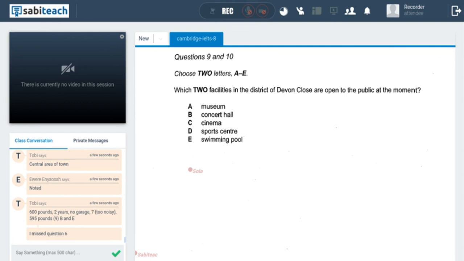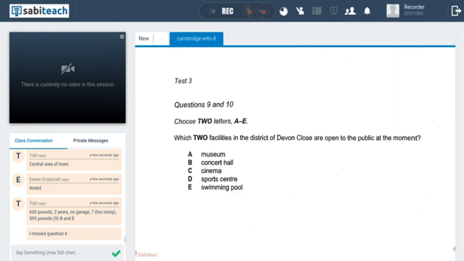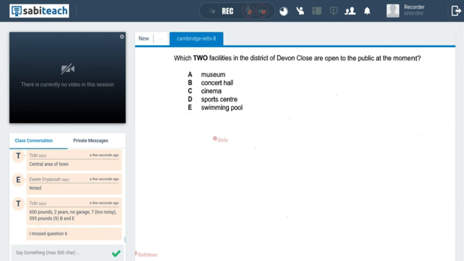All right, so this is okay. This is the listening section in a nutshell. In the listening section, either there are blanks that you have to fill, missing words, or there are options from which you have to pick the correct options. So that's the listening section in a nutshell.